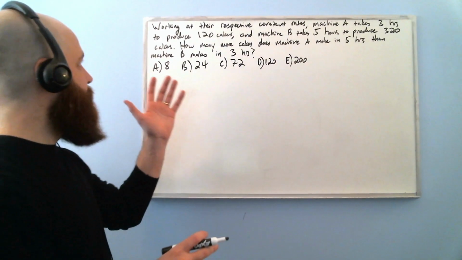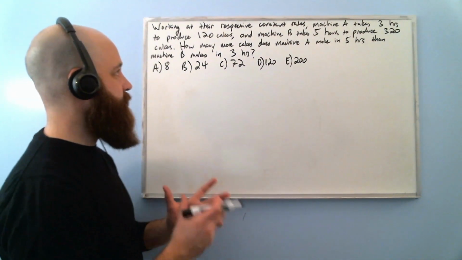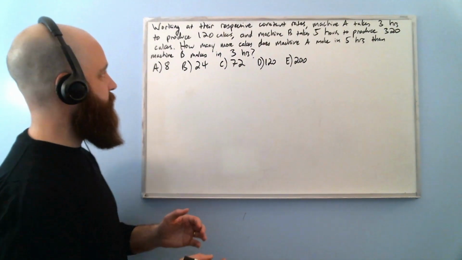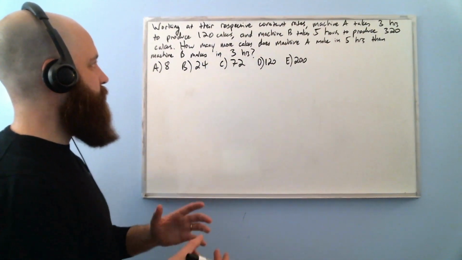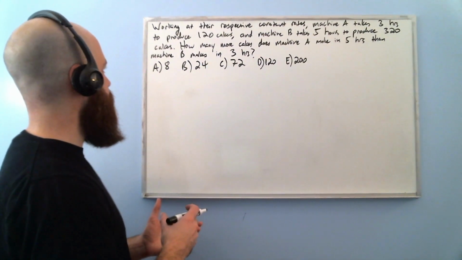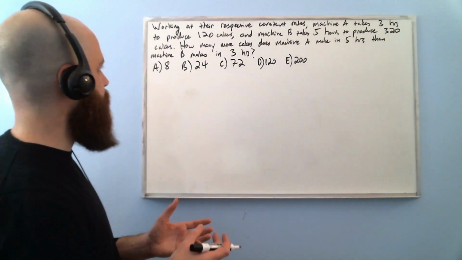All right. Working at their respective constant rates, machine A takes 3 hours to produce 120 cakes, and machine B takes 5 hours to produce 320 cakes. How many more cakes does machine A make in 5 hours than machine B makes in 3 hours?